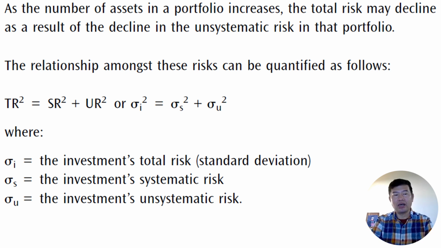So this is the equation of total risk. Don't confuse total risk with other risk. This is a formula. Sigma I is the investment's total risk, sigma S is the investment's systematic risk, sigma U is the investment's unsystematic risk. So total risk equals systematic risk plus unsystematic risk. Students, you got the meaning of systematic and unsystematic risk just a moment ago. Okay, here we go.